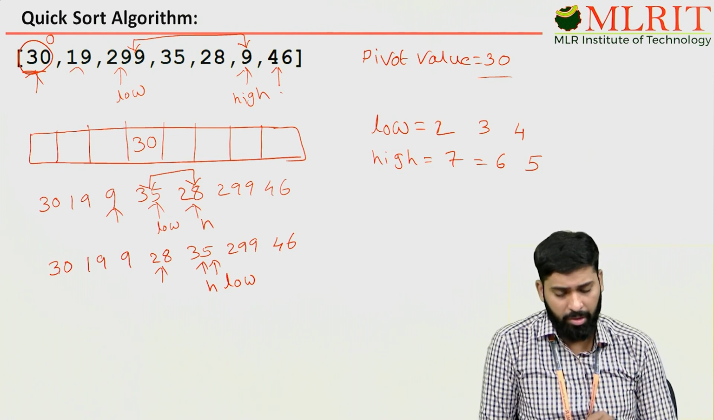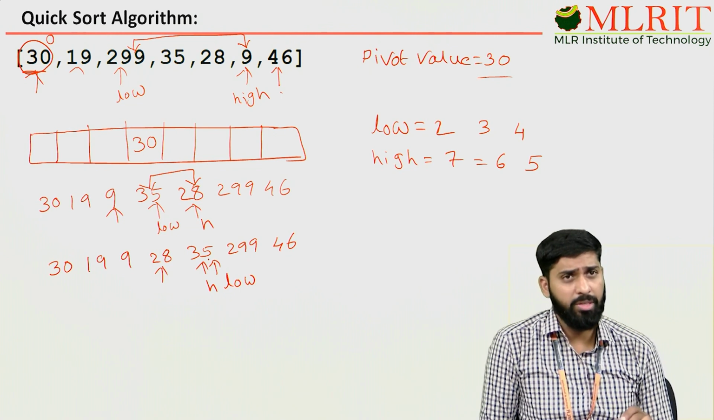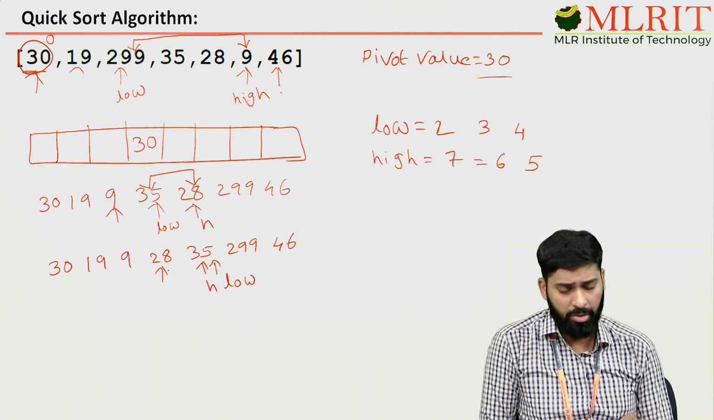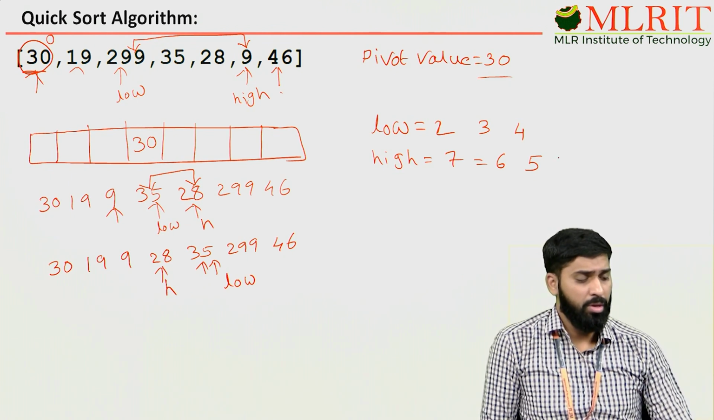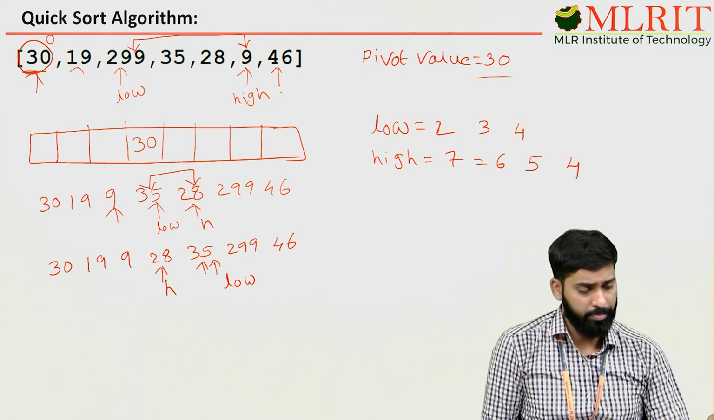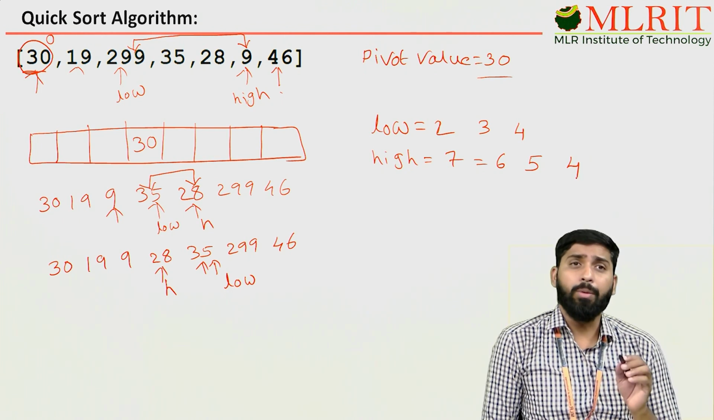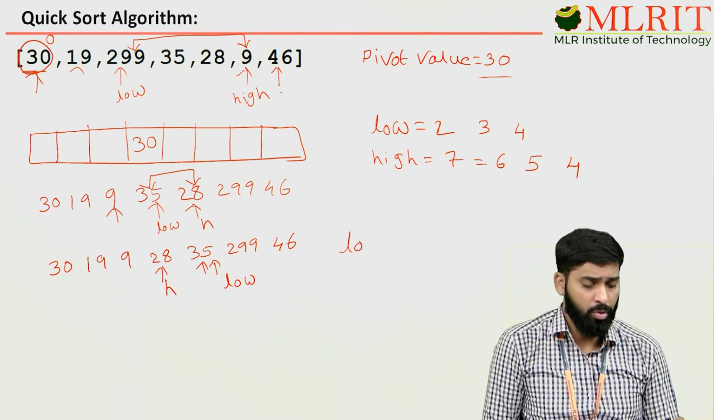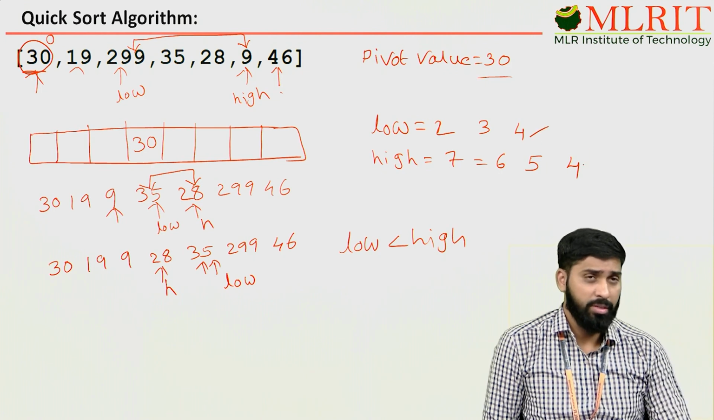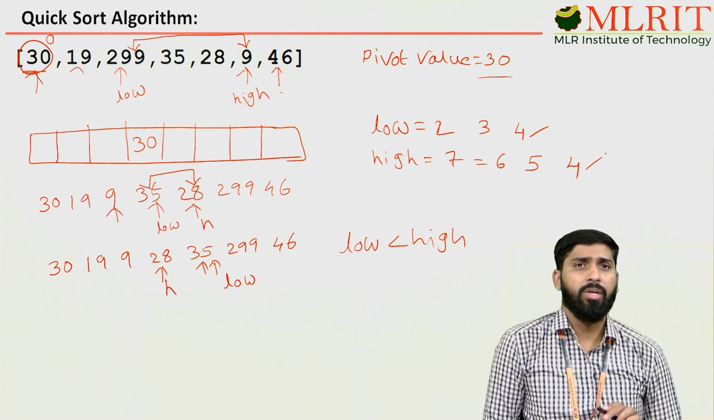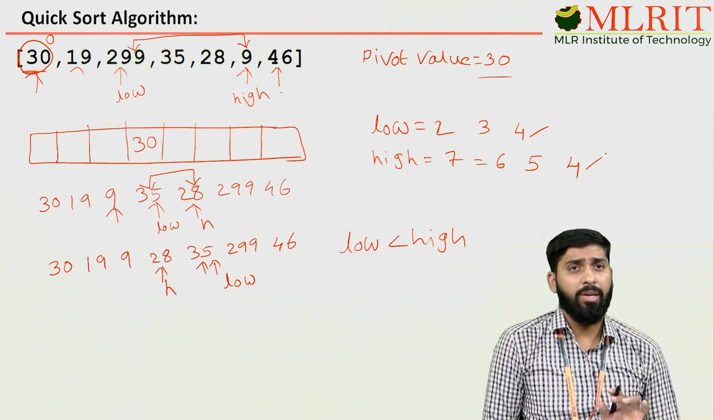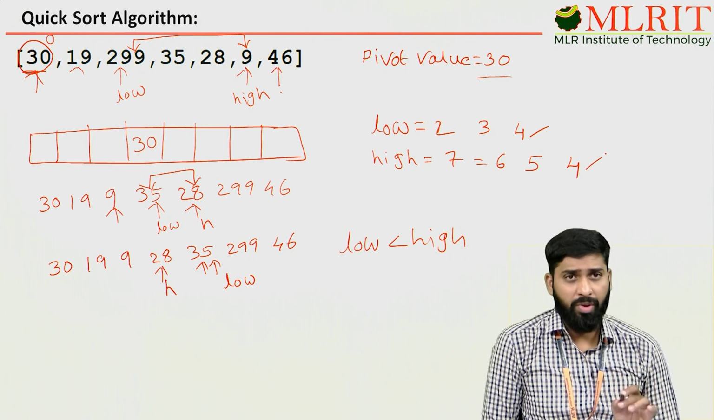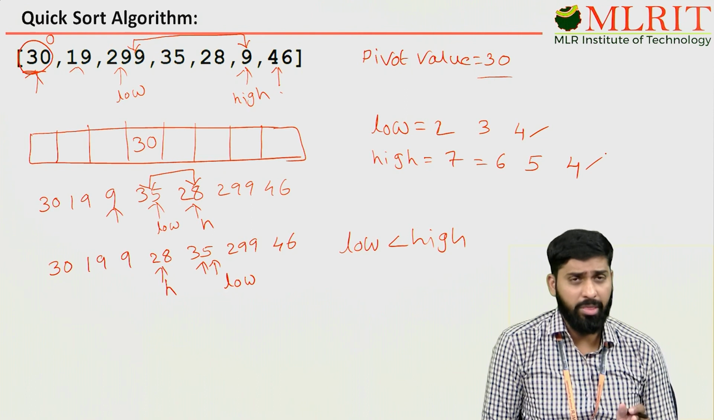Next compare high value 30 with 35. Yes, 35 is greater. So decrement the high value. Now high minus 1 means this is the high. Now 5 becomes 4. Now we repeat this loop until low is less than high. But here 4 is the value of low and 4 is the value of high. So 4 less than 4 is false. We stop here. And for the final swapping, you swap the high value with the pivot value.